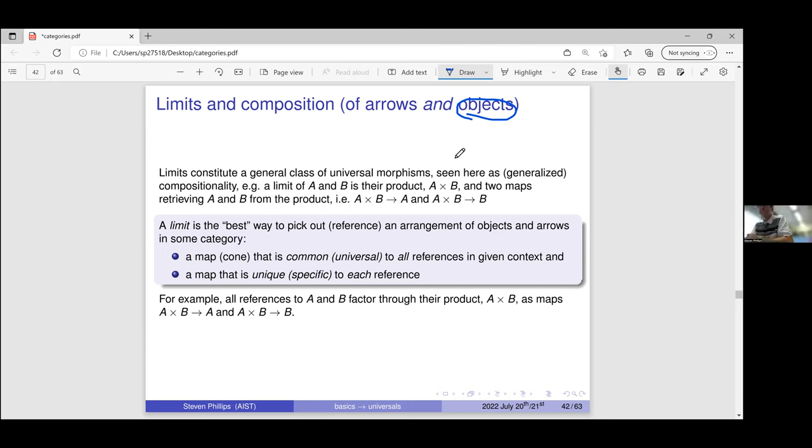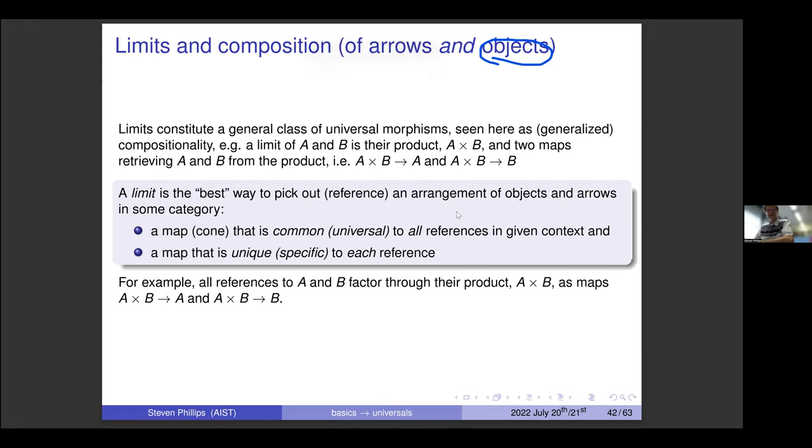We're not going to get to the end within the next half hour, because even though there are only 20 slides to go, the slides get more dense as we go. So we'll see how far we get. The point here is that the concept of a limit requires a few preliminary concepts. The basic idea is that it's the best way to pick out a collection of objects and arrows in some category.